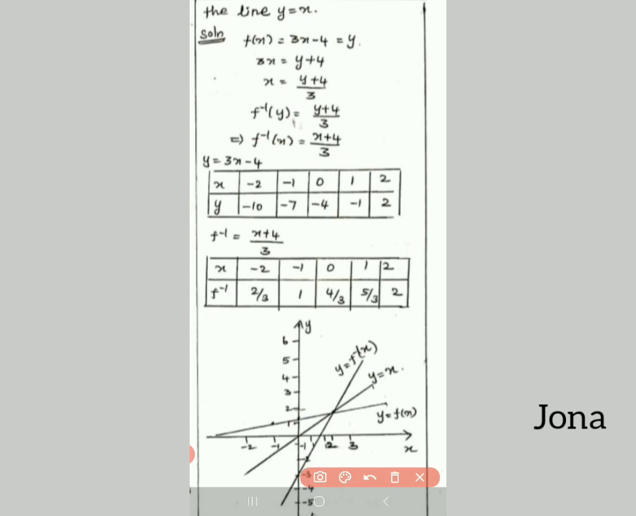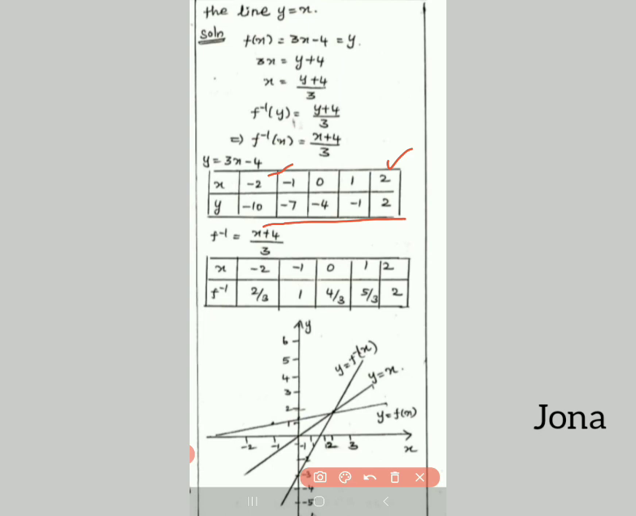So I want to put some table for this. Substitute the value for x here. I want to take from minus 2 to plus 2. So minus 2, minus 1, 0, 1, 2. So we get the value of y as minus 10, minus 7, minus 4, minus 1 and 2. Okay, these are the values for y.